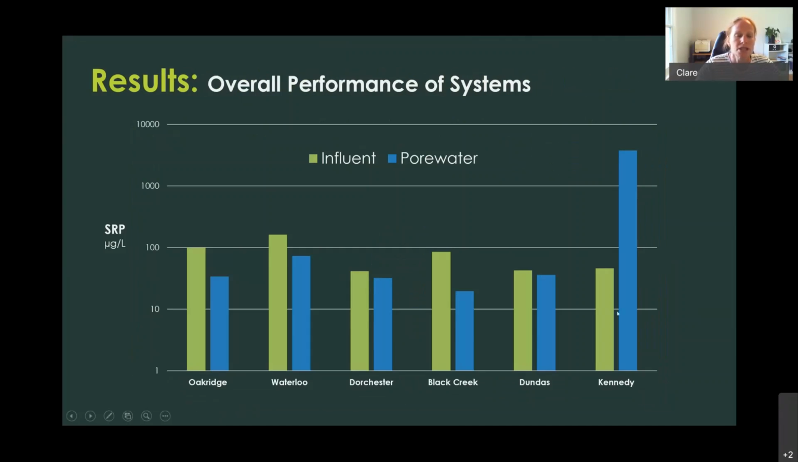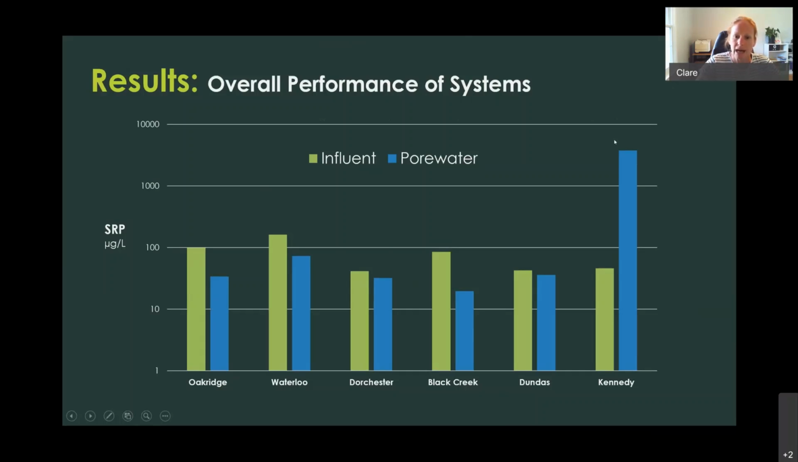Looking at the results for the 6 systems that we monitored in the field, here we have the SRP concentrations, which is soluble reactive phosphorus, or the inorganic form of phosphorus, for the 6 cells in the influent road runoff and the average concentrations in the pore water for the 6 cells over multiple rain events. We can see that 5 of these systems provided some level of phosphorus removal, with the pore water concentrations being lower than the influent road runoff.